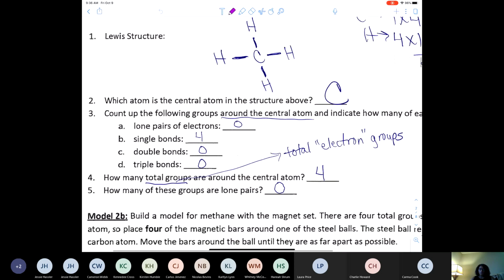So we have 4 total electron groups around the central carbon in methane, and all 4 of those electron groups happen to be single bonds. So they are all bonding electron groups, and they're all single bonds. None of those are lone pairs. None of them are a non-bonding group.